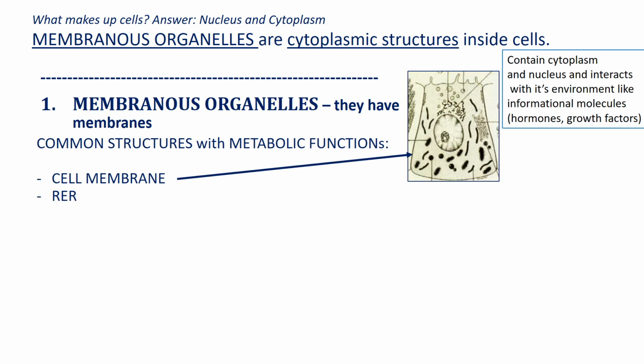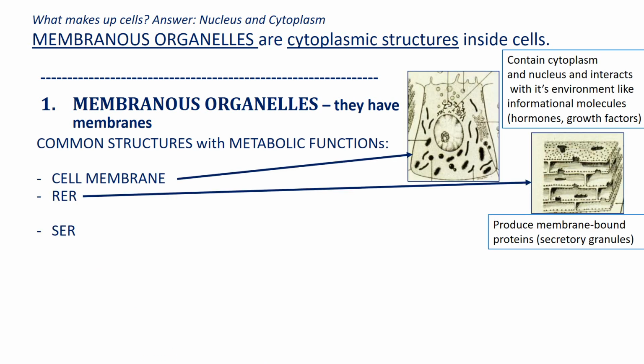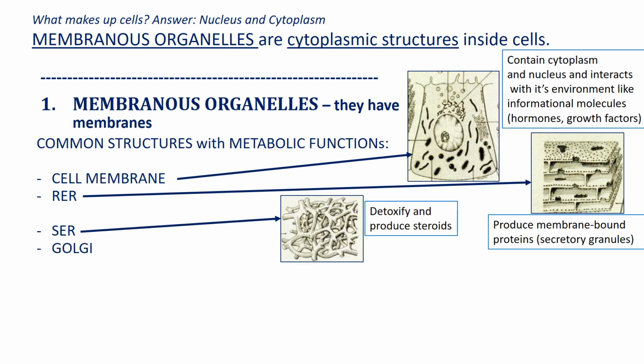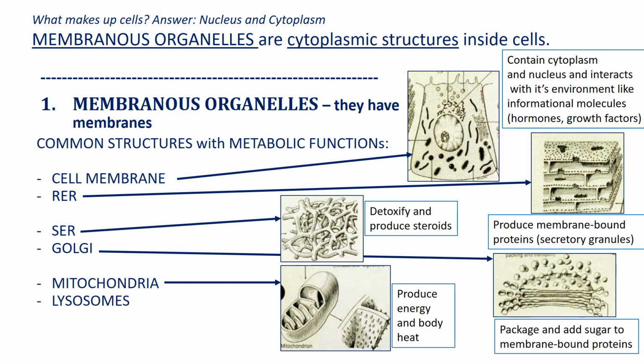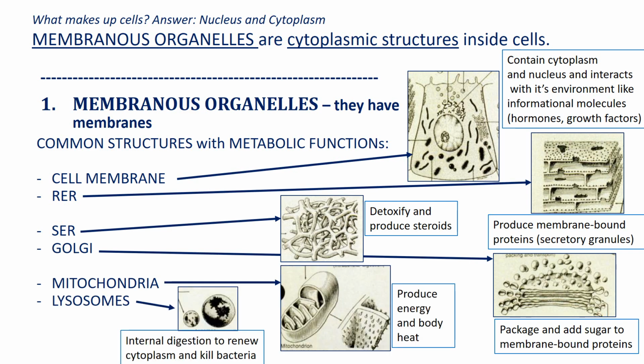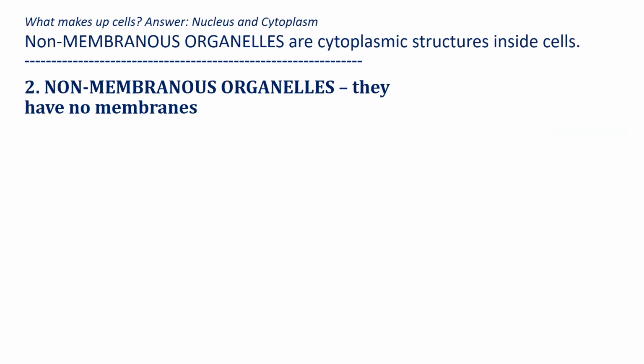As we know, it's a cell membrane. It contains a cytoplasm. The rough ER produces secretory granules. Smooth ER detoxifies. Golgi packages, adds sugar. Mitochondria provides energy. And renewal is a lysosome. These are the membranous organelles. There are also some that are non-membranous.